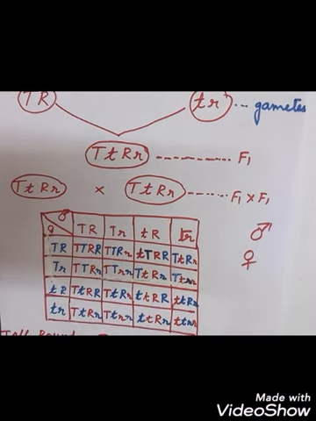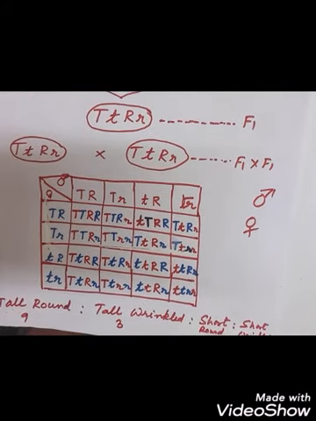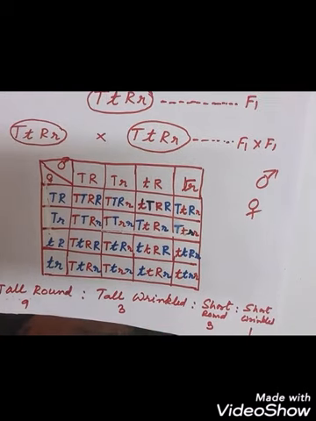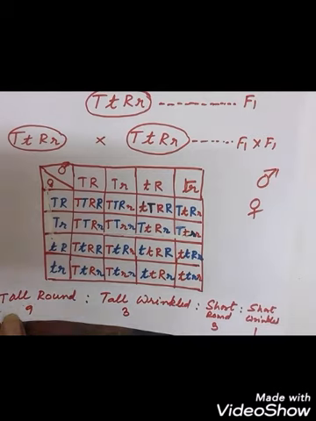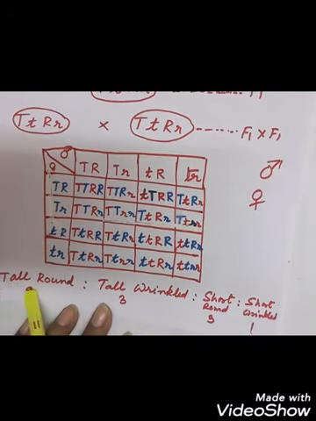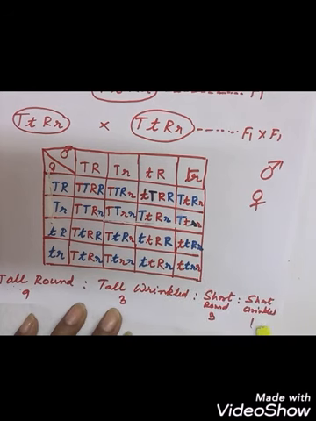So you fill up this Punnett square, and then what you will get is the ratio between the plants that were crossed. The characteristic features that you will get are: tall round there are 9, tall wrinkled 3, short round 3, and short wrinkled is 1.